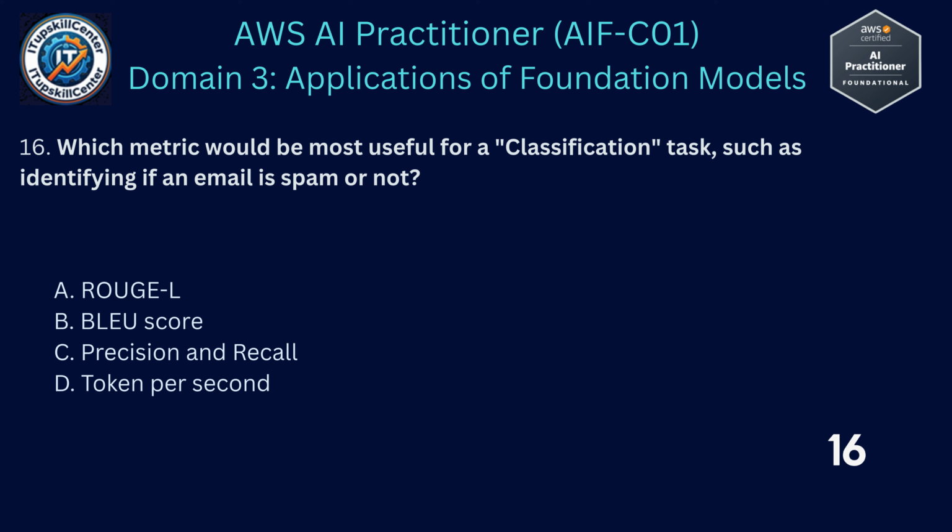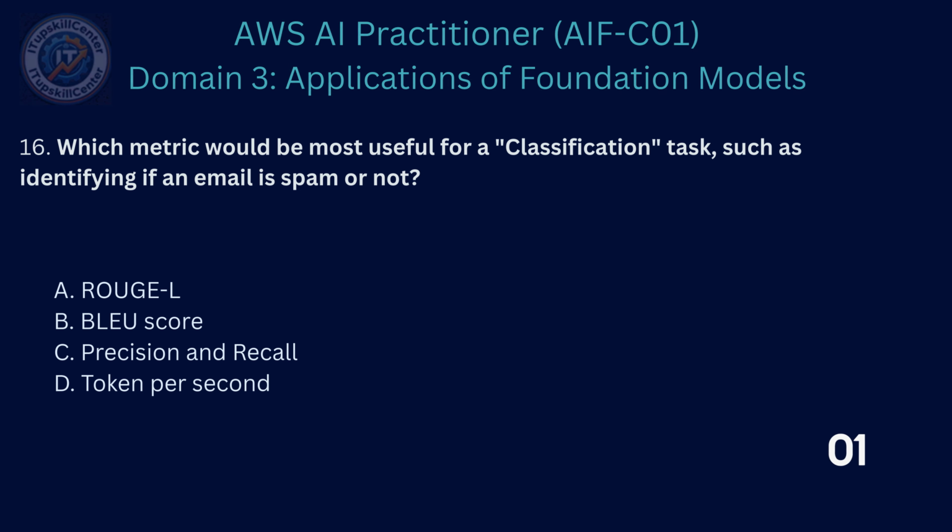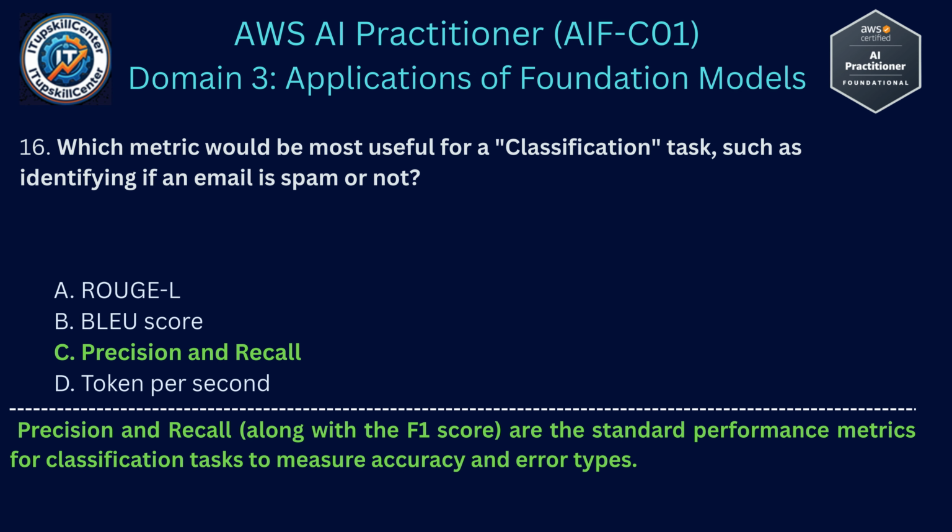Which metric would be most useful for a classification task, such as identifying if an email is spam or not? Precision and recall, along with the F1 score, are the standard performance metrics for classification tasks to measure accuracy and error types.